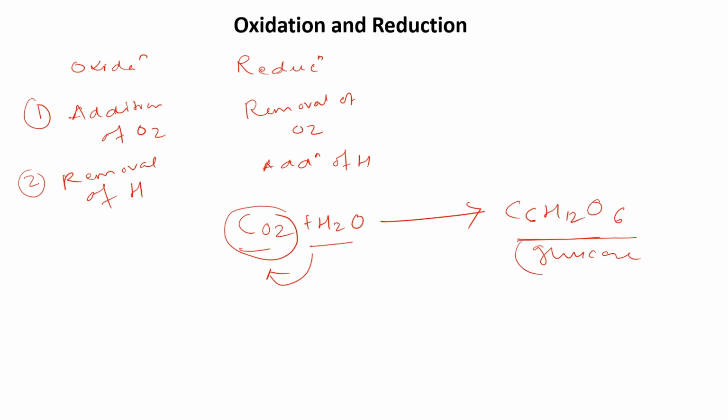So the food, glucose C6H12O6, because it contains hydrogen, so this is a reduced compound. Clear? Photosynthesis is the process in which carbon dioxide is reduced. The product which is formed, the glucose, because it contains hydrogen, so this is a reduced compound.